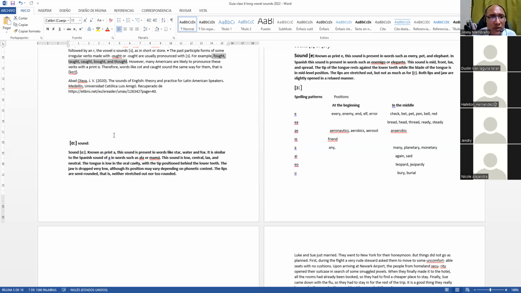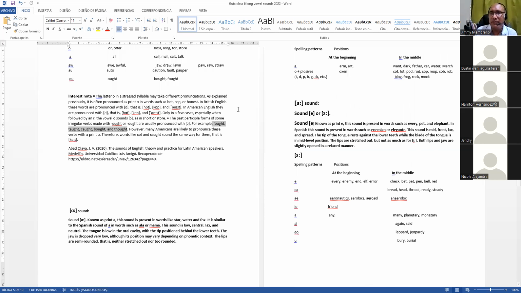The lips are semi-rounded, that is, neither stretched out nor too rounded. So it's a little relaxed. It's rounded, but a little relaxed. Okay, so let's see the spelling pattern for this.